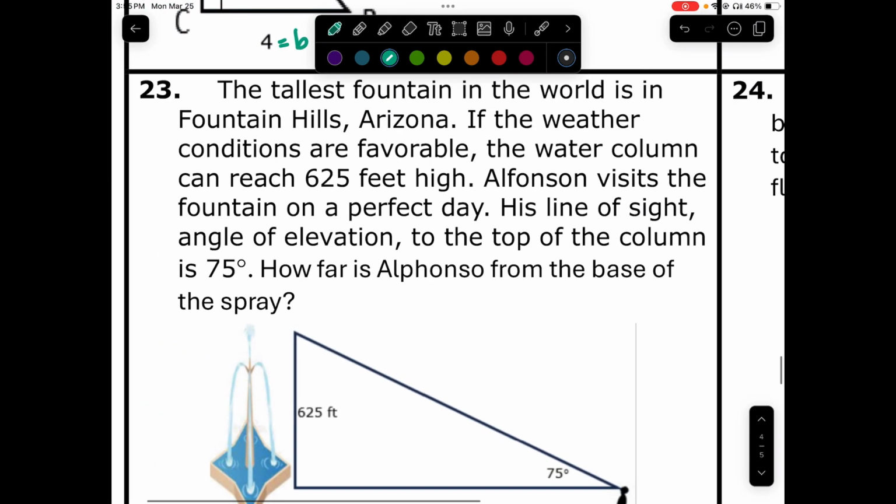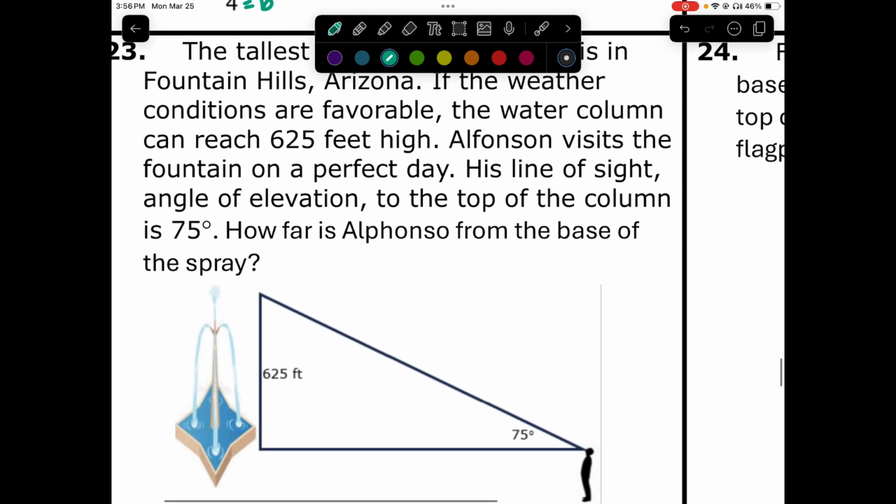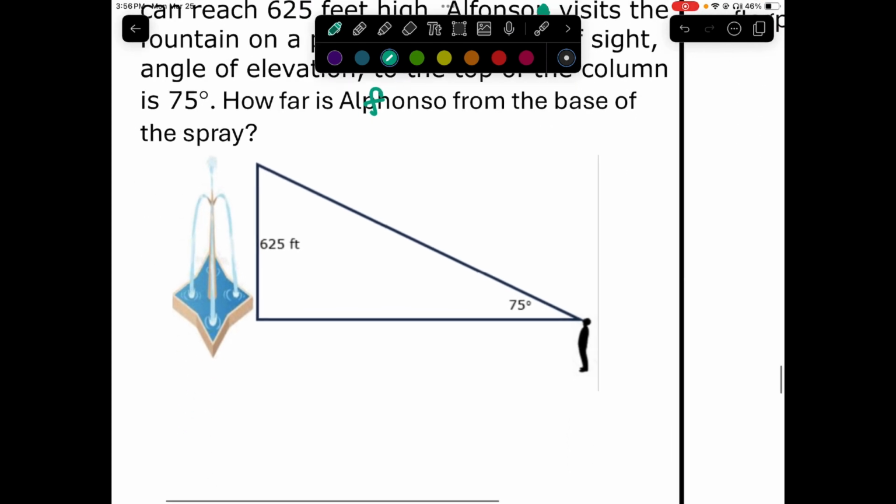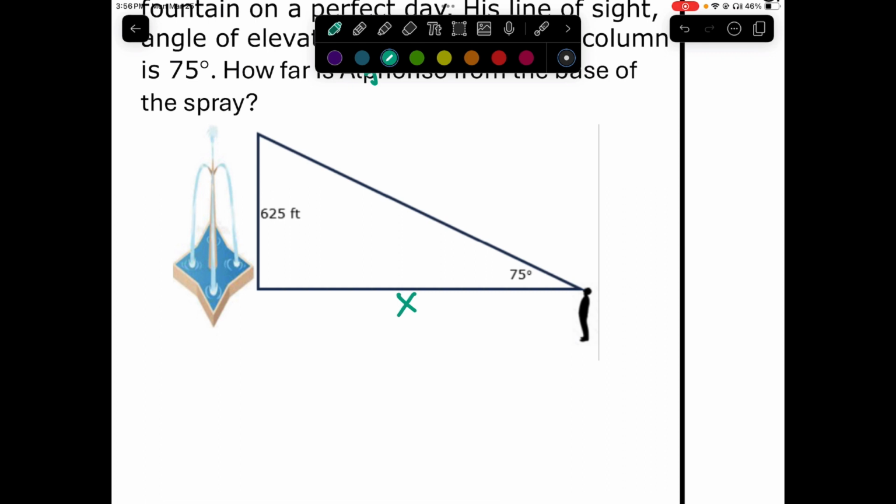All right, number 23. The tallest fountain in the world is in Fountain Hills, Arizona. If the weather conditions are favorable, the water column can reach about 625 feet high. Alfonso. Okay, got an interesting situation with the name happening here. I'm just going to put an F. All right, Alfonso visits the fountain on a perfect day. His line of sight, angle of elevation to the top of the column is 75 degrees. How far is he from the base of the spray? So we're looking for the horizontal distance. How far is he from the base? Base is the bottom.